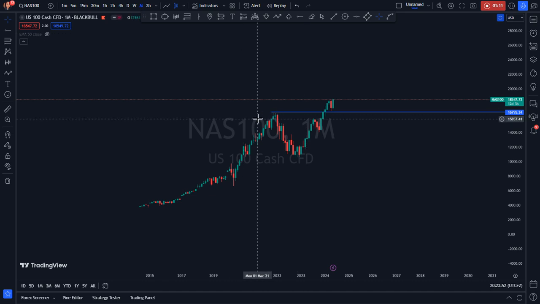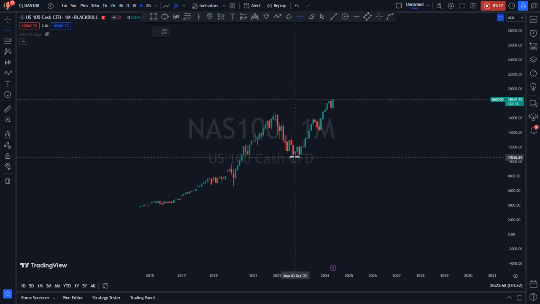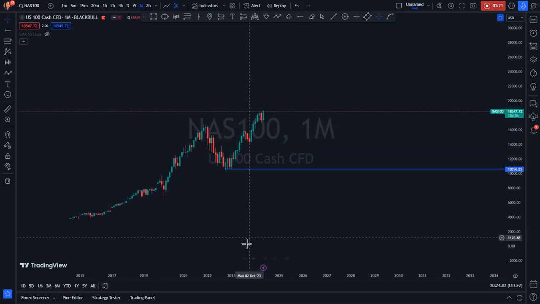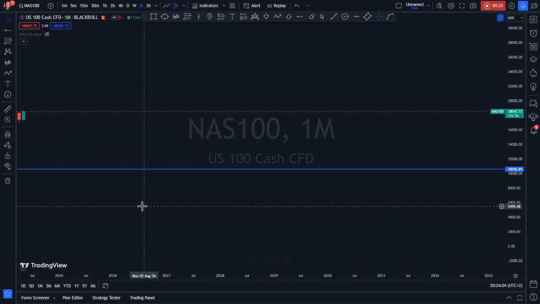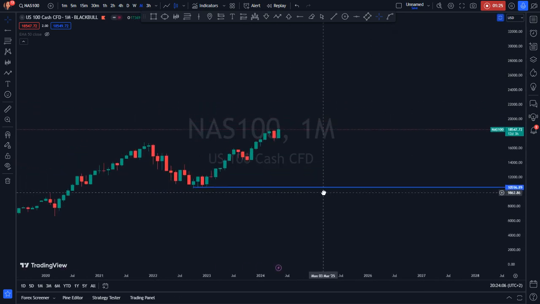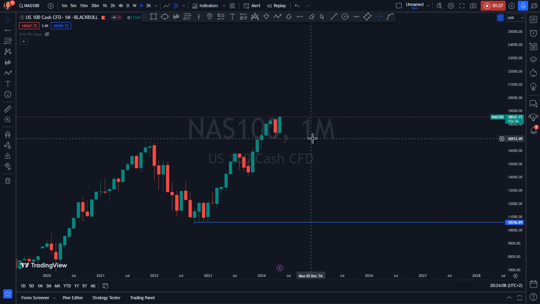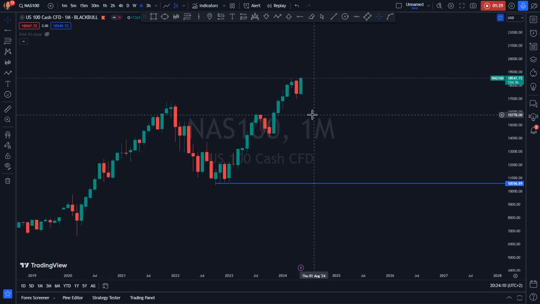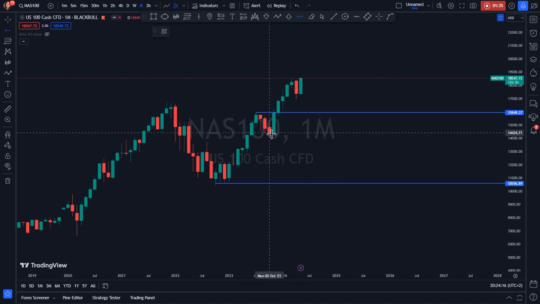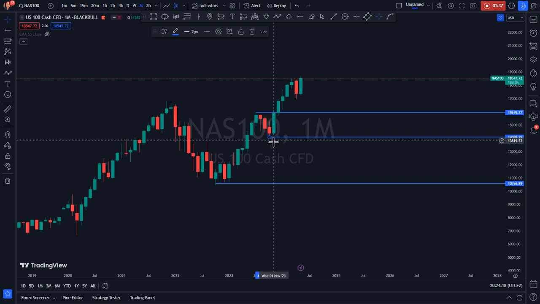If that is the structure that we have, then we can simply concentrate from this impulsive phase, looking for continuation patterns, because we already saw we are in an impulsive phase of the market and the market is going up. So this is what we're going to do: marking these highs, marking these lows. So we have this higher high, higher low.